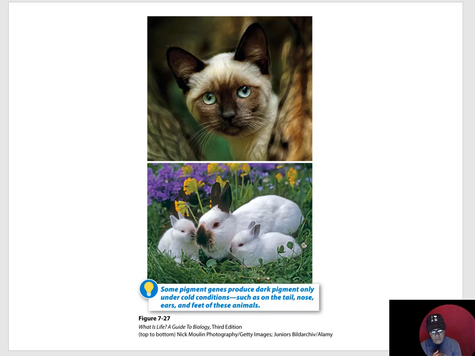But here we have some pigment genes that produce dark pigment only under cold conditions. So we're looking at how genes can express, right, their expression. Some pigment genes produce dark pigment only under cold conditions, such as on the tail, the nose, the ears, and the feet. We can see this expressed in cats that give us this lovely coloration, and also in rabbits. The expression is based on the temperature of the region, which is very interesting.